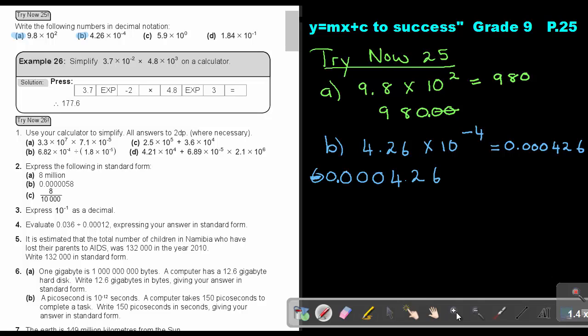Okay, let's look at how we are going to press this on a calculator. If I want you to do this on a calculator, I just press 3.7. Then look for the key that says EXP. Then you press EXP, and then you press -2. Then you multiply, then 4.8. Press EXP again, then 3, and then equal. See if you get that answer.